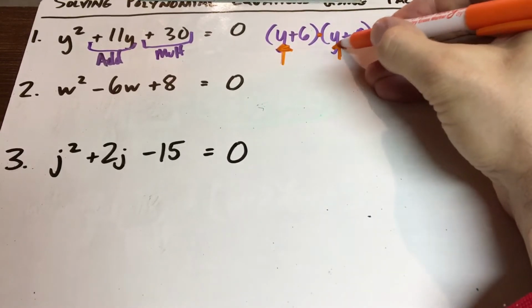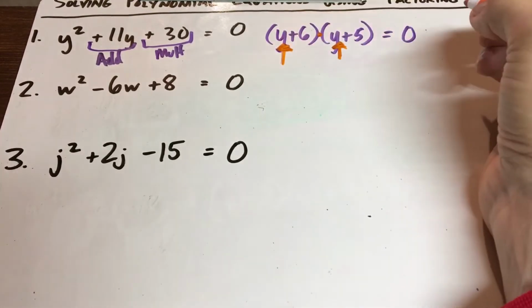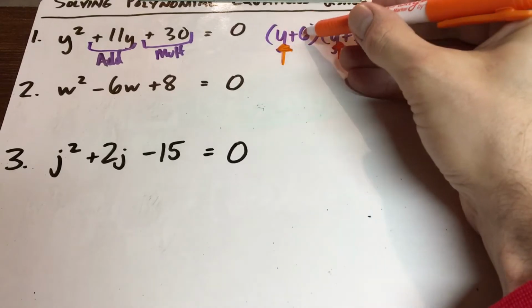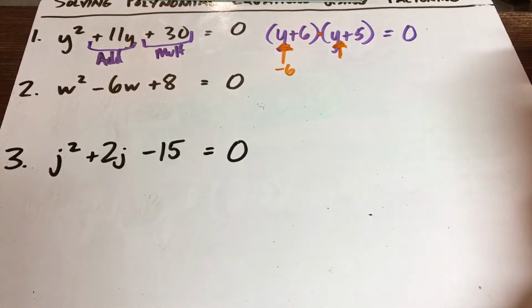And so what number would I substitute in here for this y to make this first parentheses equal 0? What number plus 6 would give me 0? That would be negative 6, right? Negative 6 plus 6 would equal 0.